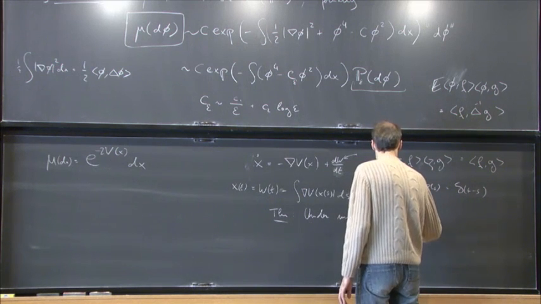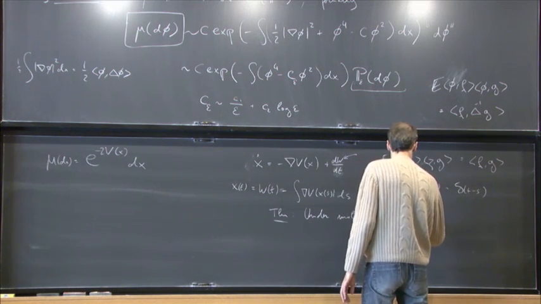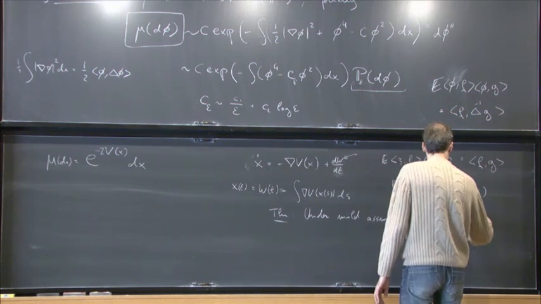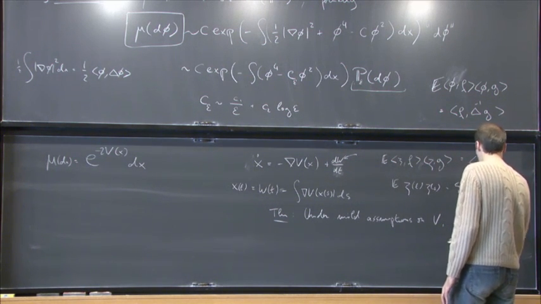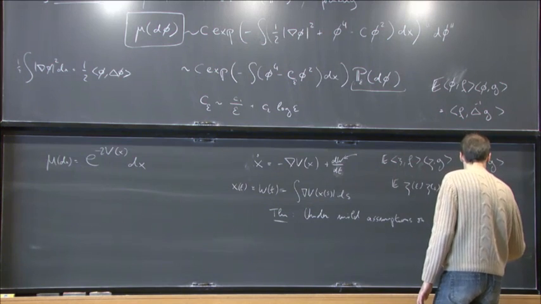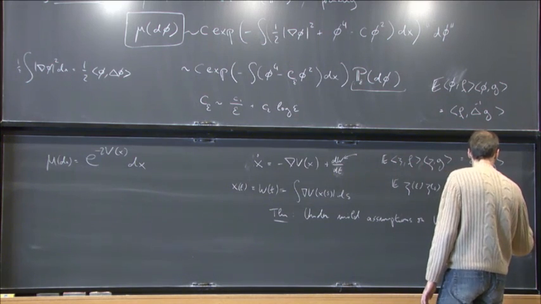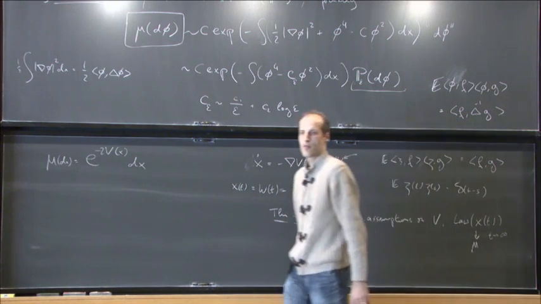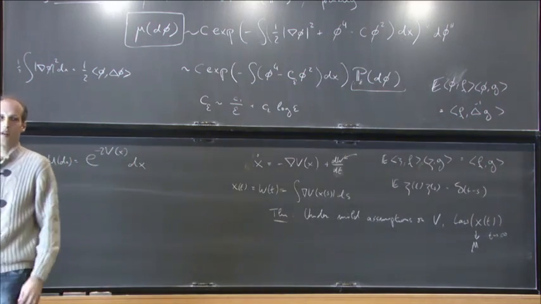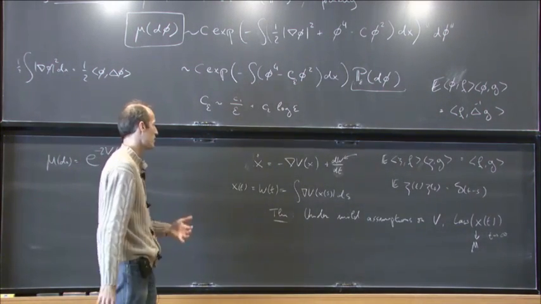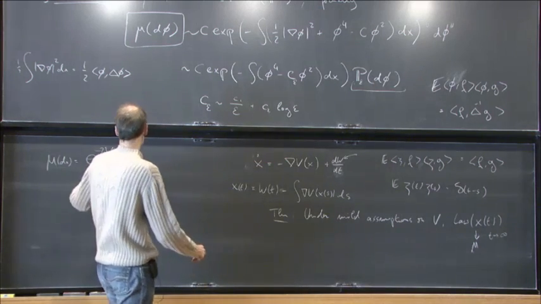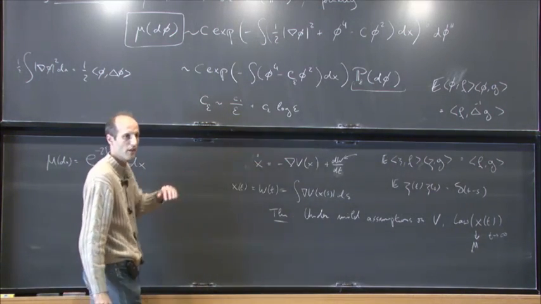say under mild assumptions on v, the law of x of t converges to mu as t goes to infinity. Okay, so in the sense, you start with an arbitrary initial condition, you let it run for time t, you look at the law of the solution, that gives you a measure on, say, R or Rn, so x here is allowed to have n components.